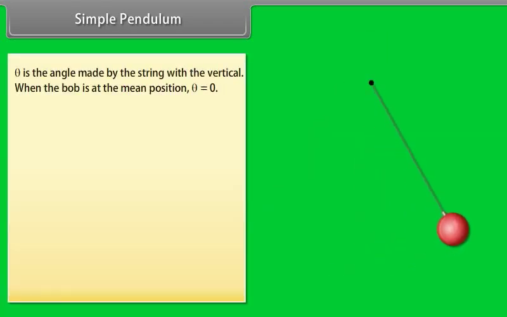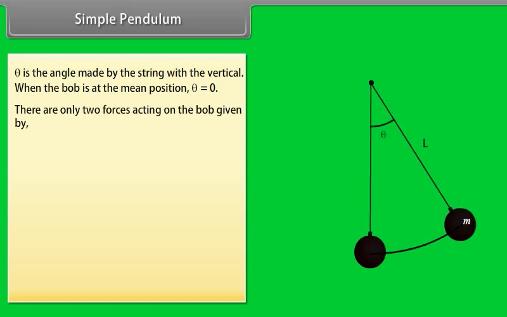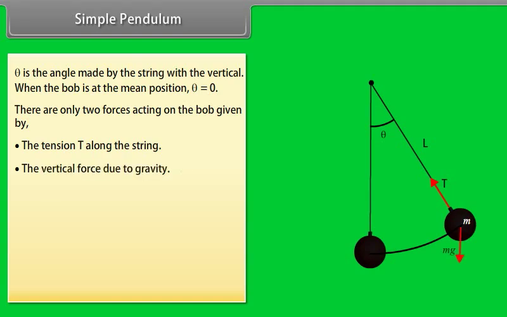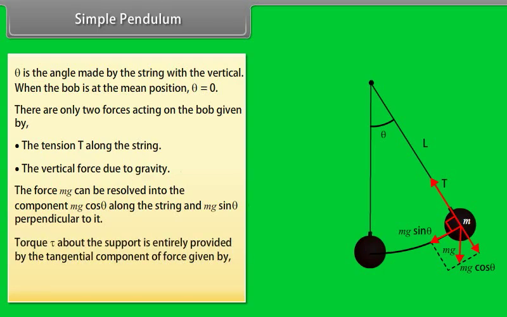Theta is the angle made by the string with the vertical. When the bob is at the mean position, theta is equal to 0. There are only two forces acting on the bob: the tension T along the string, and the vertical force due to gravity. The force mg can be resolved into the component mg cos theta along the string and mg sin theta perpendicular to it. The torque about the support is entirely provided by the tangential component of force, given by tau equal to minus L mg sin theta.